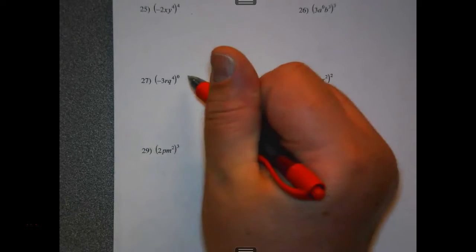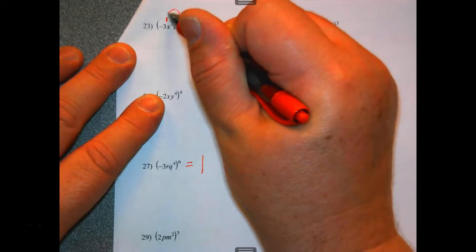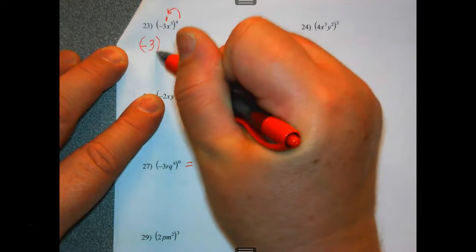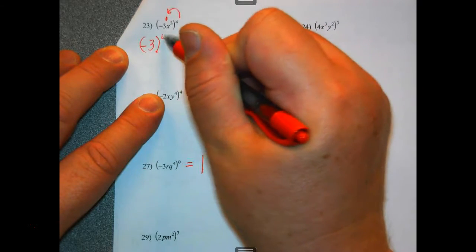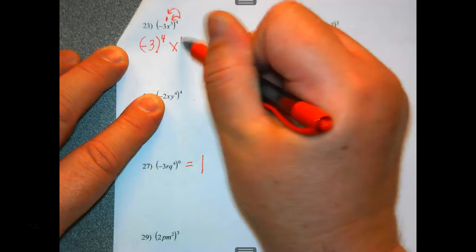And page 3. It looks like more power to the powers. Number 27 is easy. What is it? The whole thing's raised to 0. 1. Okay, 4 times 1, -3, parentheses, it's a negative number. So the 1 times 4 is 4. x to the 3 times 4 is 12.